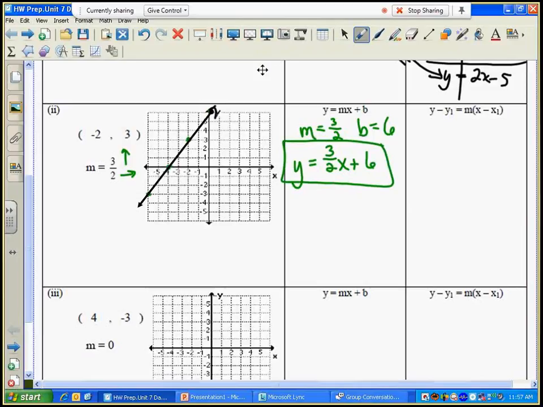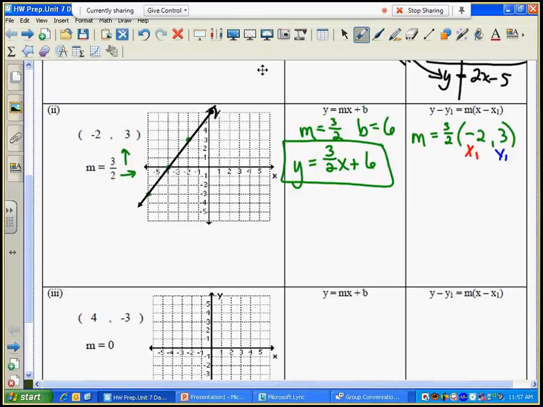Okay. That is the slope of that line in slope-intercept form. Let's do the same thing with point-slope form. Well, they gave us that the slope is 3 halves, so that's going to be the same. And they gave us a point on the line, -2, 3. That -2 is going to be our x1. That 3 is going to be our y1.